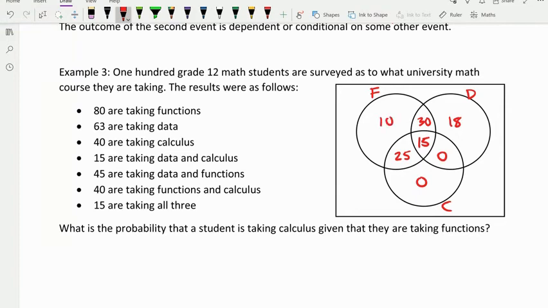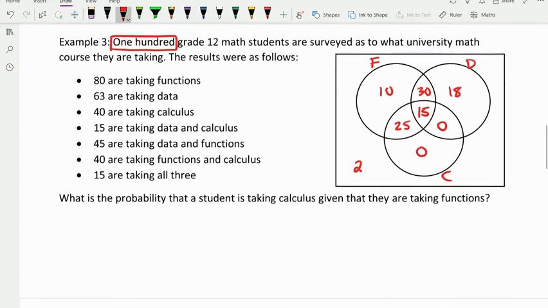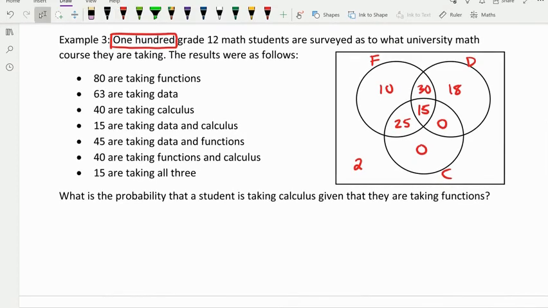And on the outside, when we add up the totals, and note that there were 100 students to begin with, the total of all the circles adds up to 98. So there's 2 on the outside here. This question asks, what's the probability that a student is taking calculus given that they are taking functions?